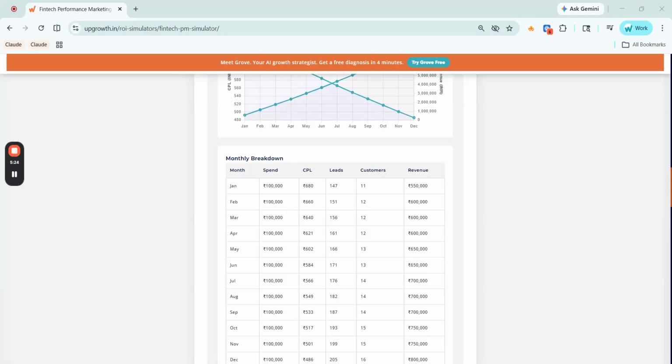So, fintech performance marketing is different from other categories. Regulatory constraints affect which claims you can make in your ads, which platforms deliver the best quality leads, and how long it takes for campaigns to stabilize. A generic return on ad spend simulator does not account for any of that. The simulator is built around fintech specific mechanics, CPL benchmarks by segment, compliance efficiency adjustments, and the compound effect of monthly optimization on lead volume and revenue. The result is a projection you can actually present in a budget meeting because it is grounded in how fintech campaigns actually work in the Indian market.